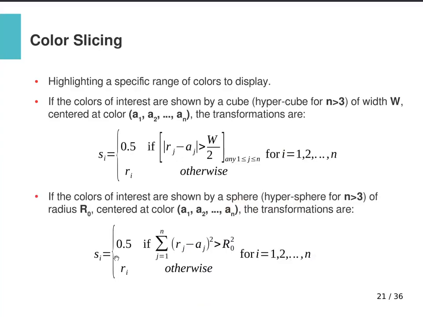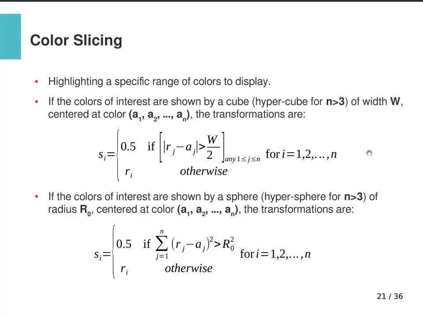What about color slicing? Color slicing is a technique used for highlighting a specific range of colors to display. If the colors of interest are shown by a cube or hypercube, if you are working with a color model that has more than 3 dimensions per pixel, and this cube has a width of W that is centered at color A1, A2 all the way to AN, the transformation that you need to perform is represented in this equation. Even though it might look very complex, in reality it is not that complex.